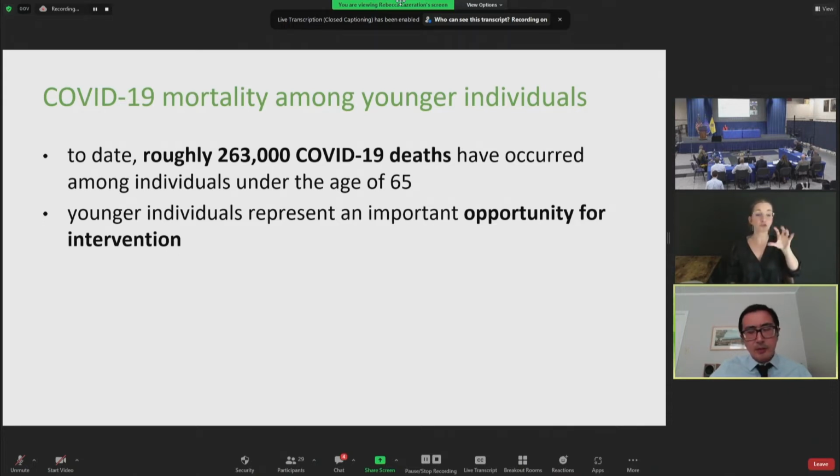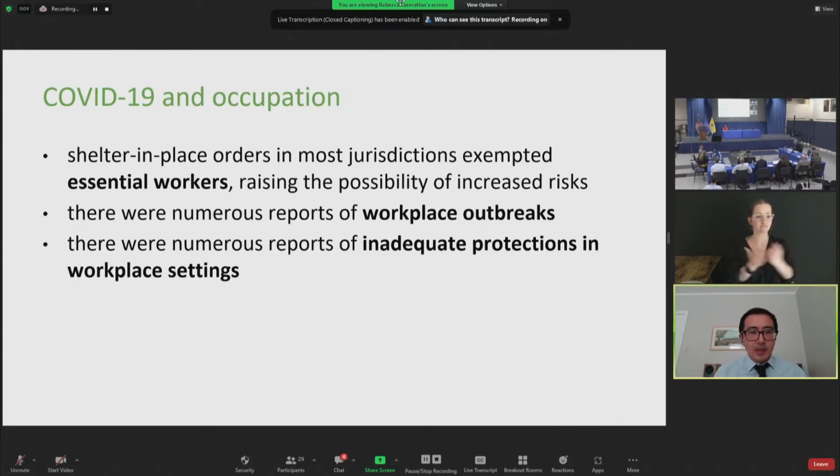Huge implications for the economy, certainly those left behind. And I think this group of individuals represents a very important opportunity for intervention. Next slide, please. Part of the story, I think, about younger individuals is that in many cases they work. And as many of you know, there was concern early and throughout the pandemic about so-called essential workers, particularly because shelter-in-place orders in many cases specifically exempted those workers.